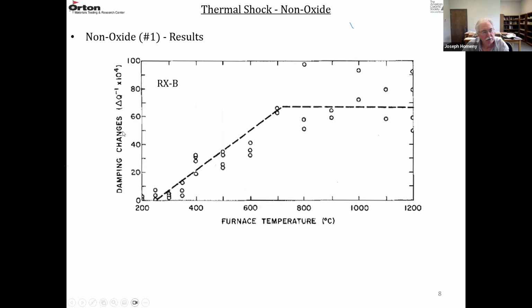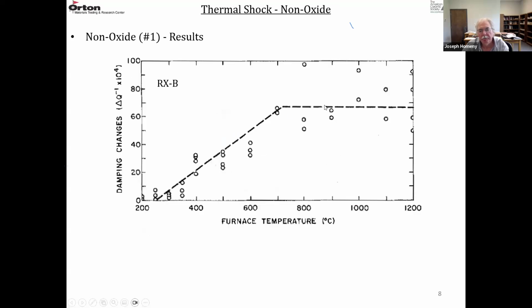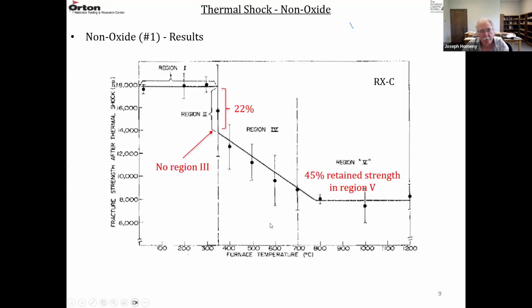This is the change in damping capacity, delta Q, versus, again, the furnace temperature. And you can see that it goes up until it reaches this point here, about 600 degrees C, where the damage becomes constant. So the damping capacity increases with damage and then levels off. Actually, it is slightly decreasing at the higher furnace temperatures.